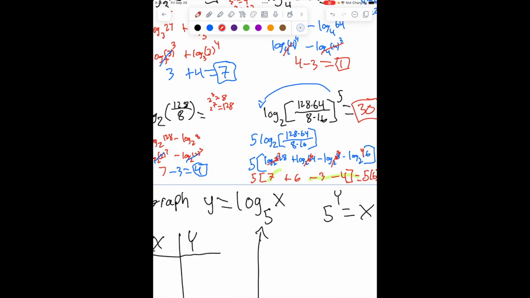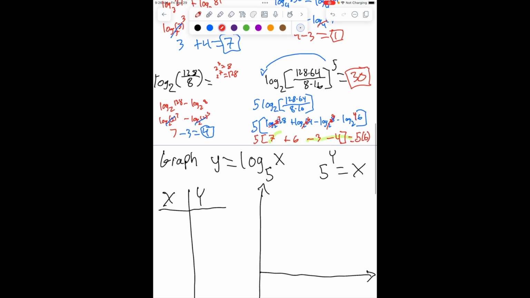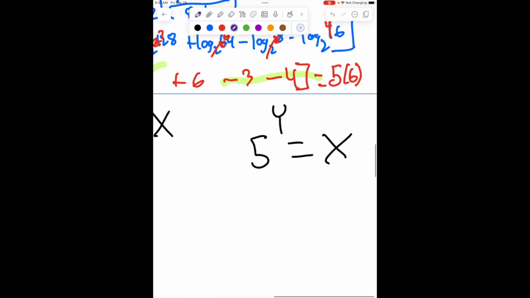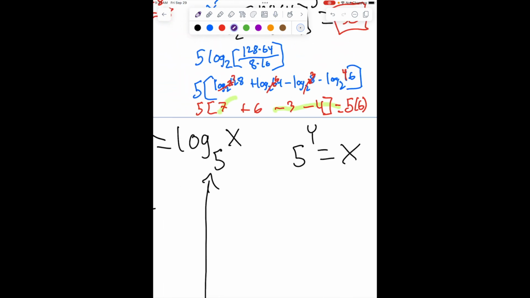All right, looking at graphing logarithms, okay? So again, I'm thinking about graphing y equals log base 5 of x. So again, looking at sort of the change, how we can change the base, or another way we can think of it is I could rewrite it as 5 to the y power equals x.